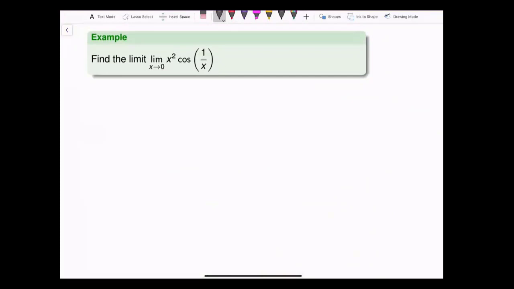So how about this one? Find the limit of x squared times cosine 1 over x. You say, okay, I know what to do. This is a product of two functions. I find the limit of x squared as x goes to 0, which is 0. And then I find the limit of cosine 1 over x as x goes to 0.